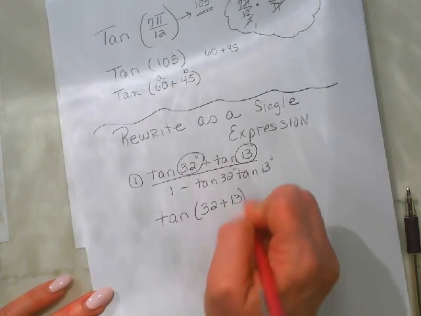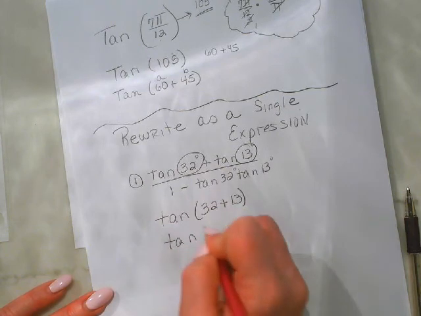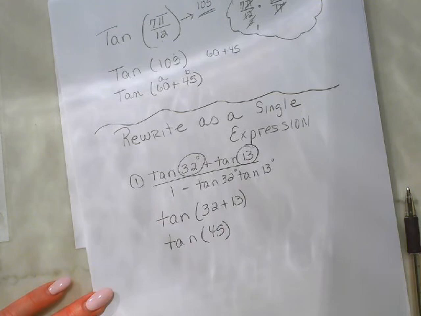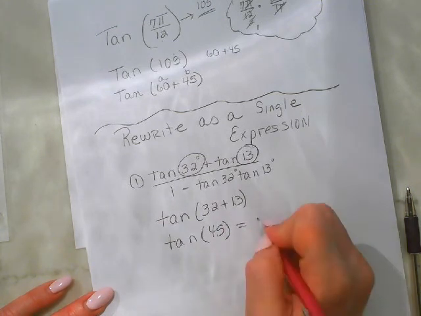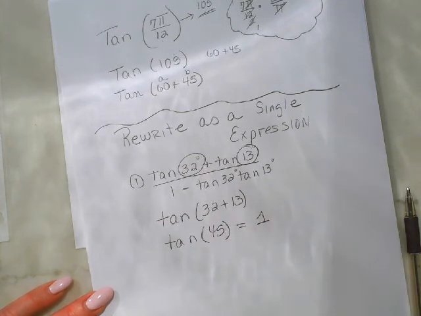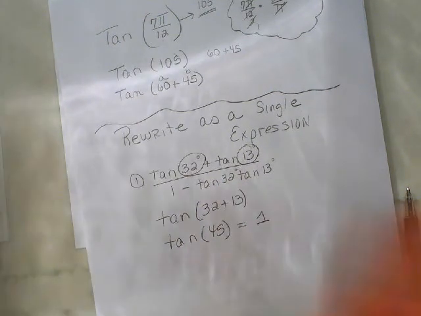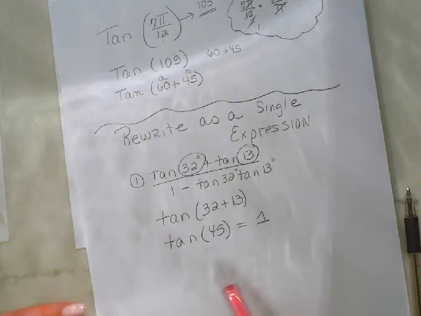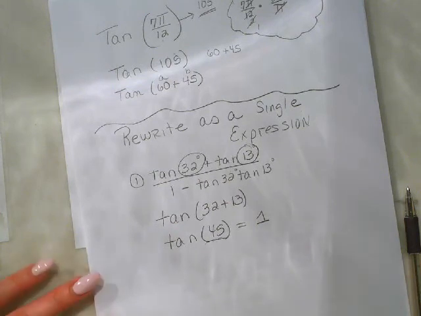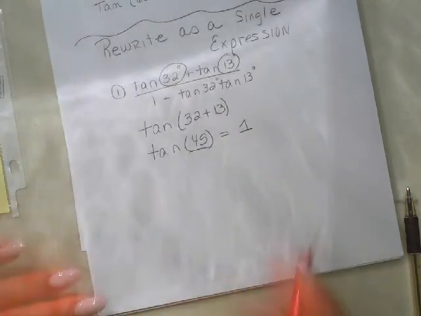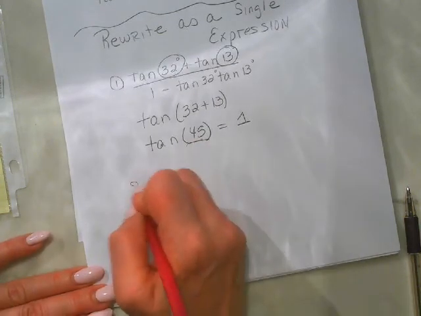This really simplifies to the tangent of 32 plus 13, which is the tangent of, what is that, 45? And what is the tangent of 45? The tangent of 45 is 1. Okay, so see how that works? Sometimes they're going to give it to you in the formula. You're going to bring it back together, whether it's adding or subtracting, and it will be one of the angles that's going to be on the unit circle. Again, the hardest thing about this, guys, is trying to figure out what angle you're going to make.